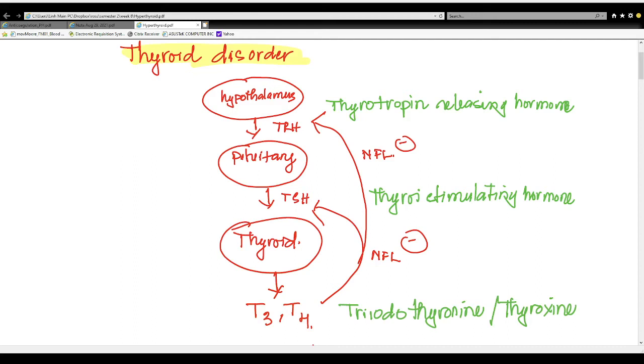Hello, today we're going to talk about thyroid disorder. First, I want to introduce how thyroid hormones are made. The hypothalamus in our brain will secrete TRH, or thyroid releasing hormone. TRH will stimulate the pituitary gland to secrete TSH.